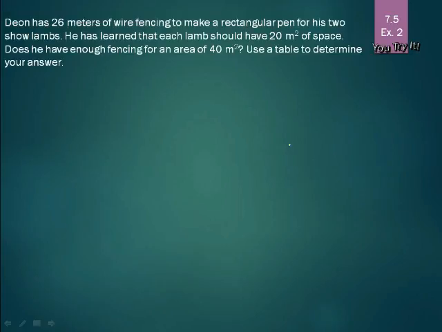Dion has 26 meters of wire fencing to make a rectangular pen for his 2 show lambs. He has learned that each lamb should have 20 meters squared of space. Does he have enough fencing for an area of 40 meters squared? Use a table to determine your answer.